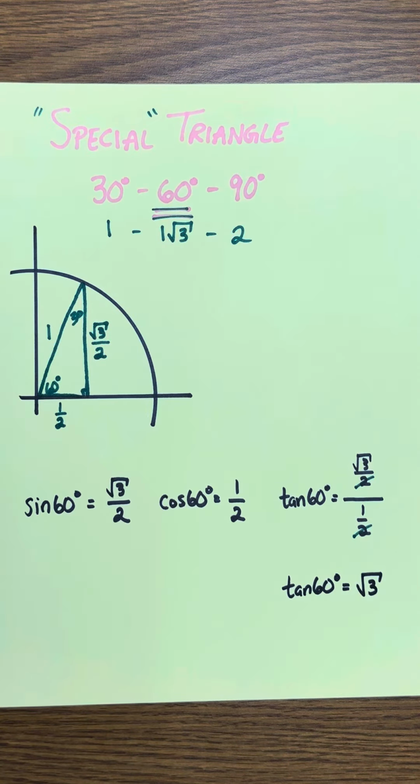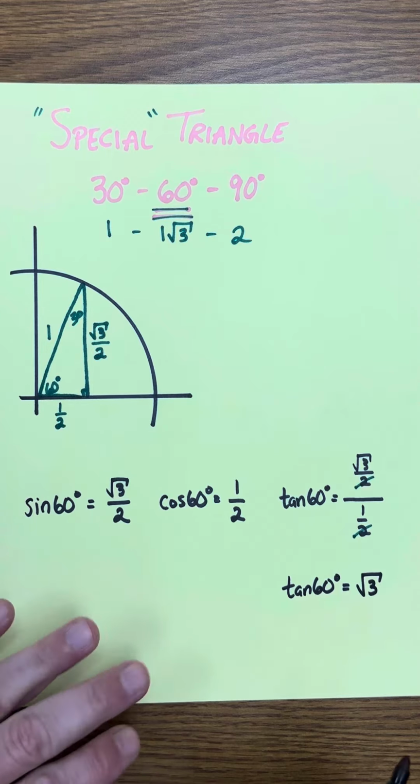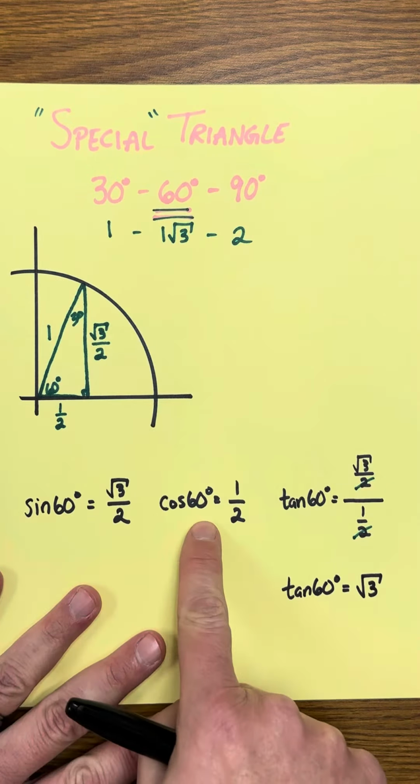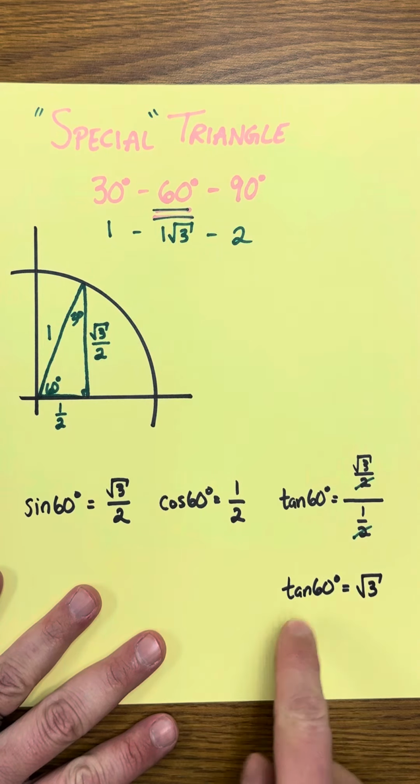So there you have our special triangle, 30, 60, 90 degrees. Focus on the 60 degrees and what's the sine, the cosine, and the tangent of 60 degrees.